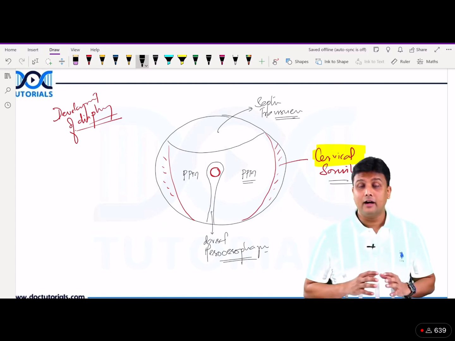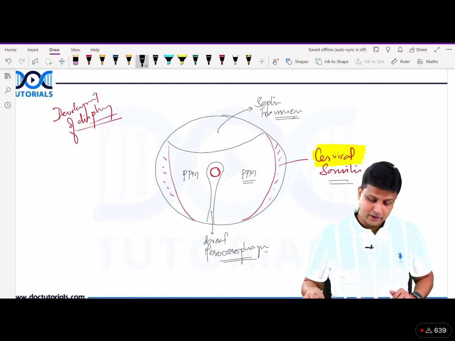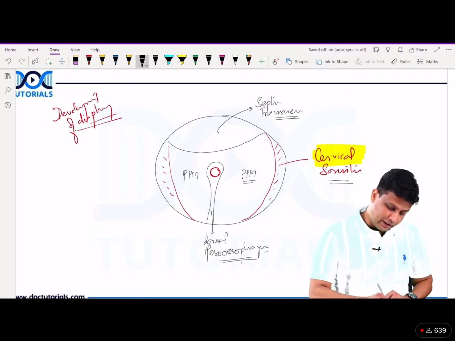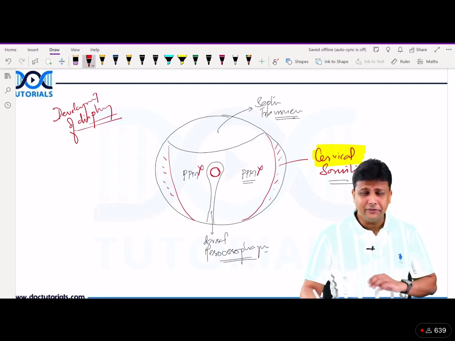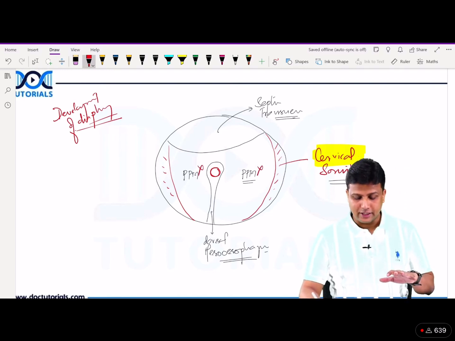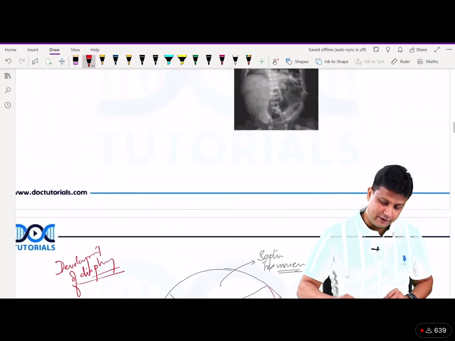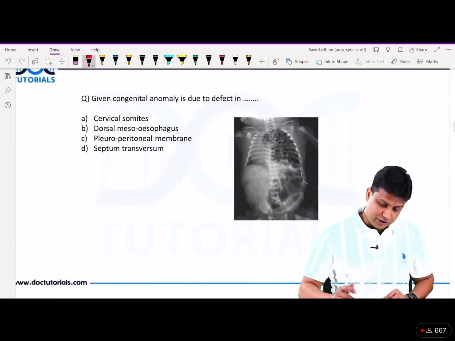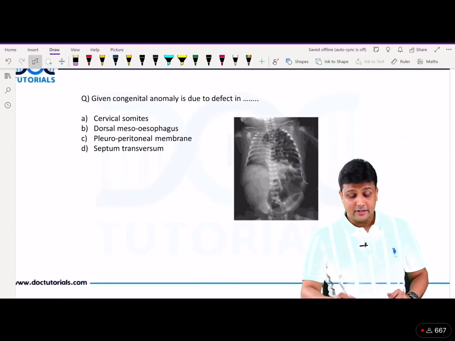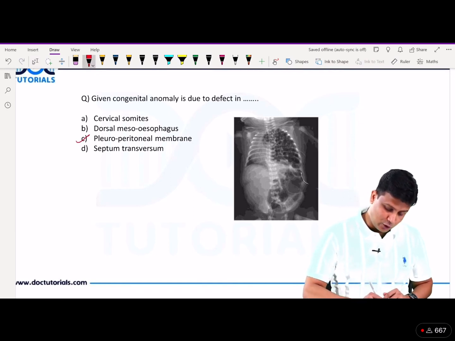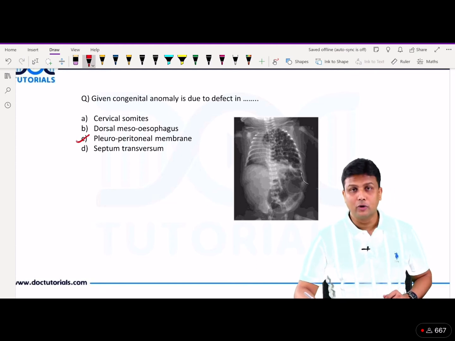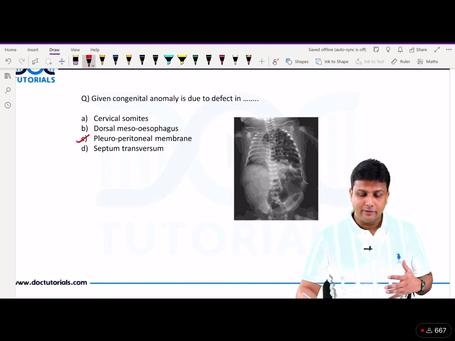Now, what is the anomaly here, guys? What is the problem? Yes, this pleuroperitoneal membrane, if it is not at all formed, if it is absent, then what is going to happen? Yes, it will lead to congenital diaphragmatic hernia. So the given congenital anomaly is nothing but congenital diaphragmatic hernia, and this is due to the absence of pleuroperitoneal membrane.